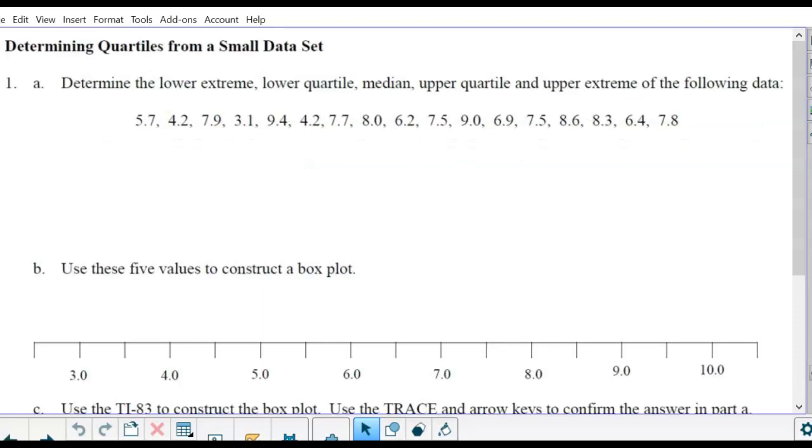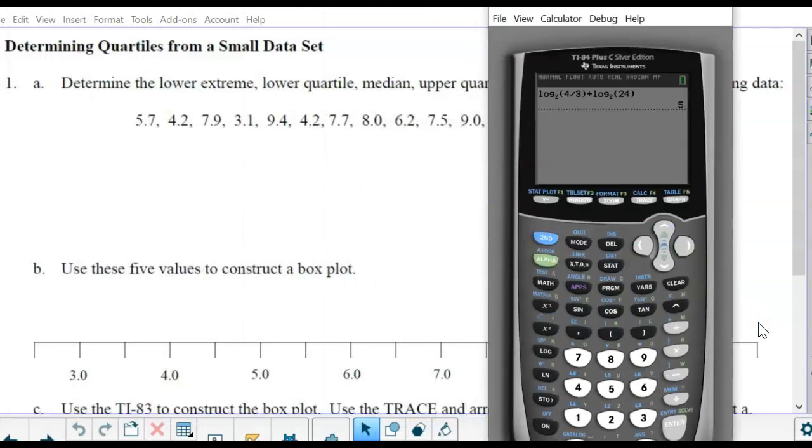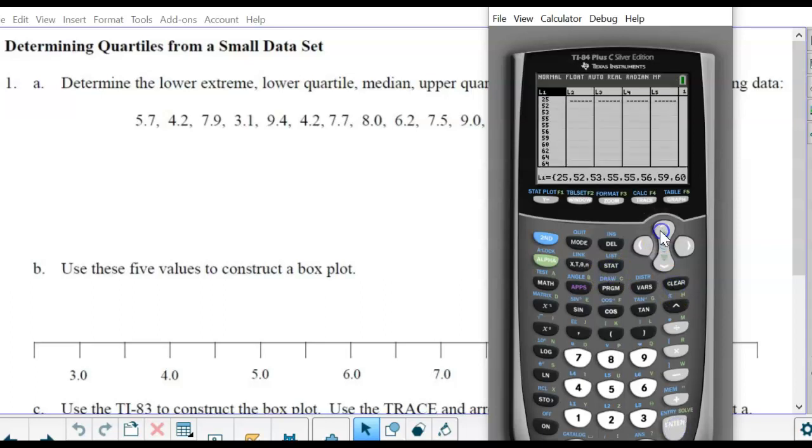So, determining quartiles from a small data set. To determine the lower extreme, lower quartile, median, upper, etc. from this, you might want to practice with your calculator. So, why don't you get your calculator out? Because obviously, you can rewrite these in order, but in your calculator, you can just enter them in whatever order is there. So, I'm going to go up and clear my list.